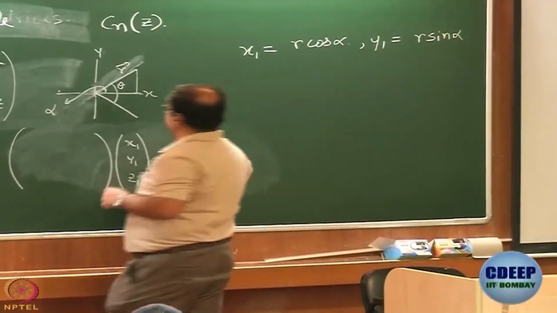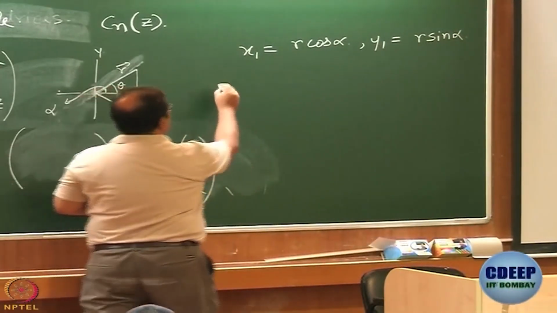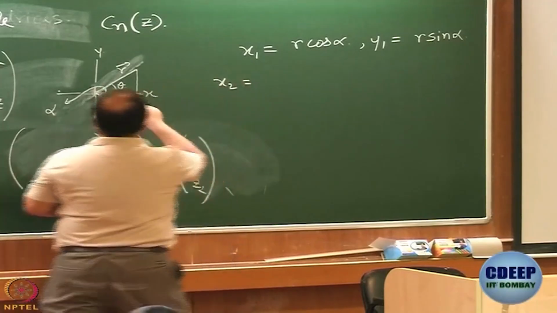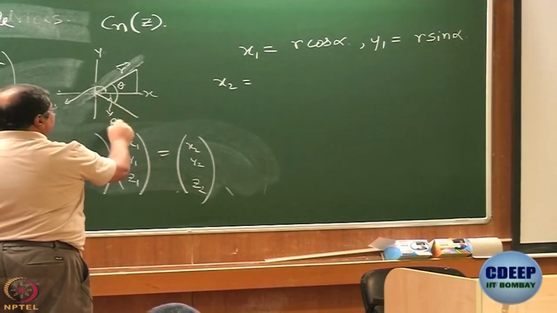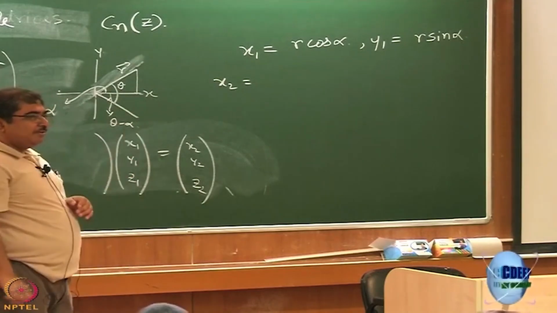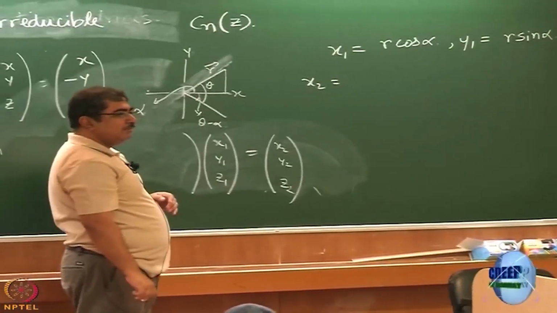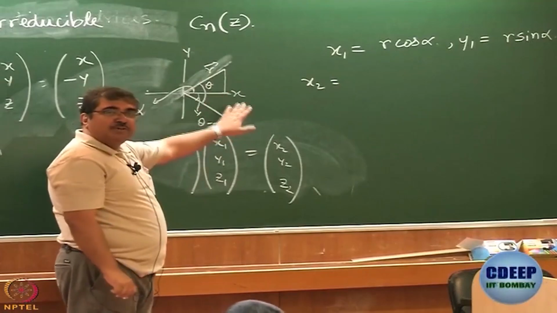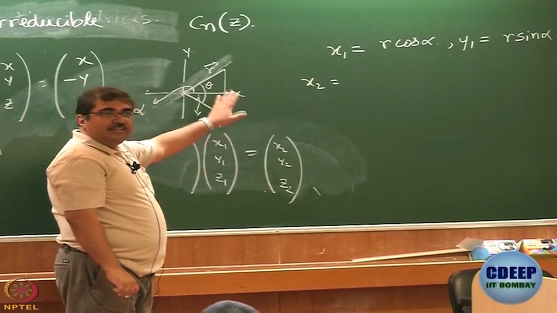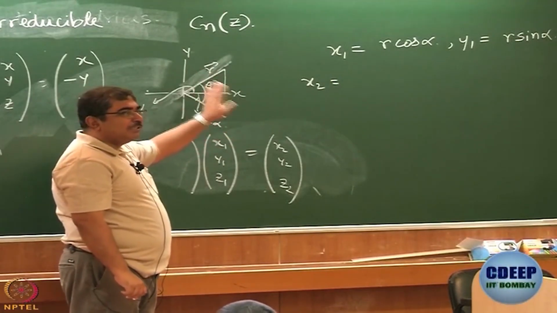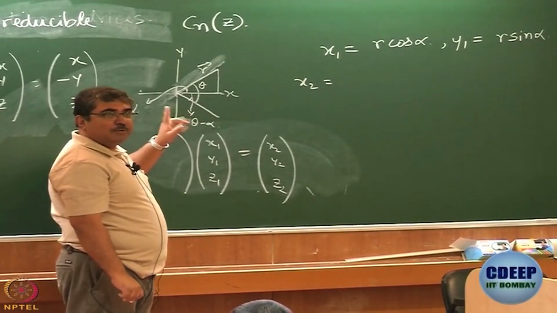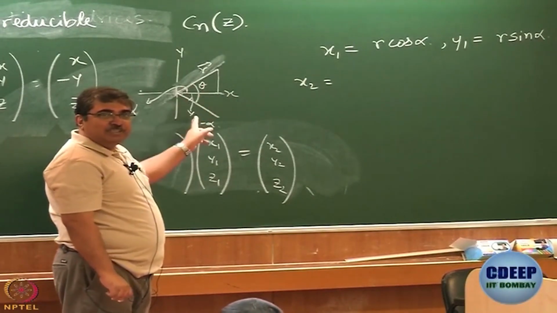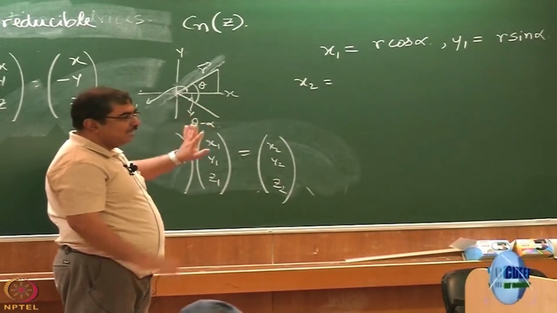Okay. What is x2? If this angle is theta, this angle is alpha, this of course is theta minus alpha, isn't it? First of all, the way I have drawn it, is x2 positive or negative? Positive, right? Is y2 positive or negative? Negative. Let us remember that.